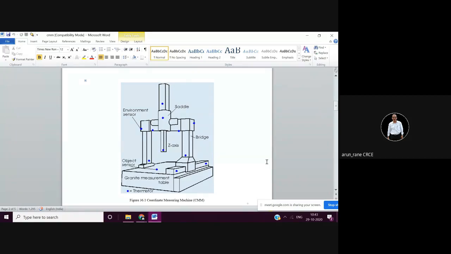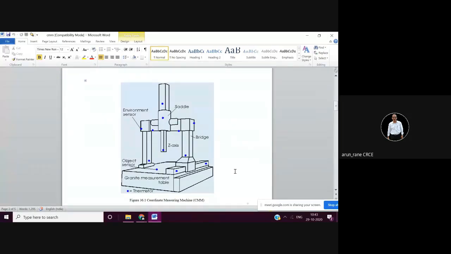You have a computer here which is connected to this. This is for the machine tool, and you have a computer here. So as per the program, the probe will move and it will inspect, and it will give the report dimension. So this is totally unmanned or automatic.